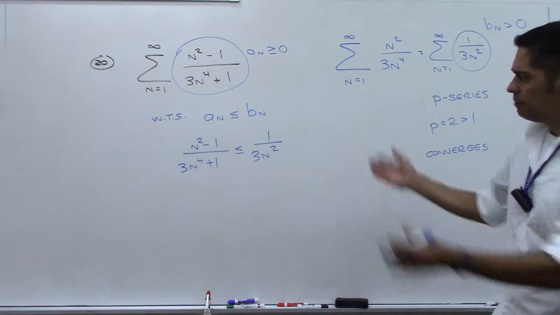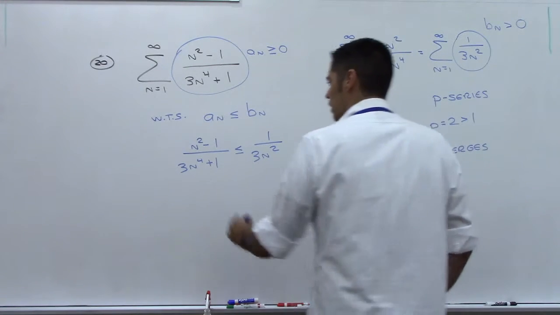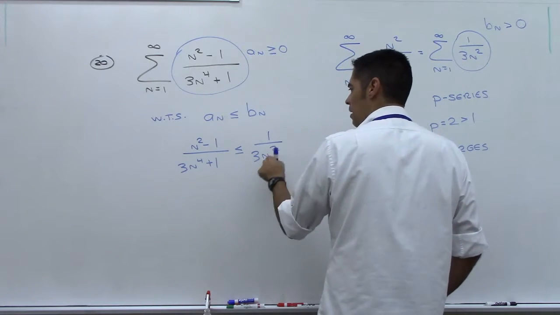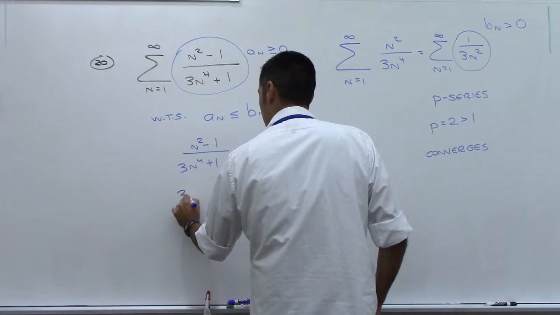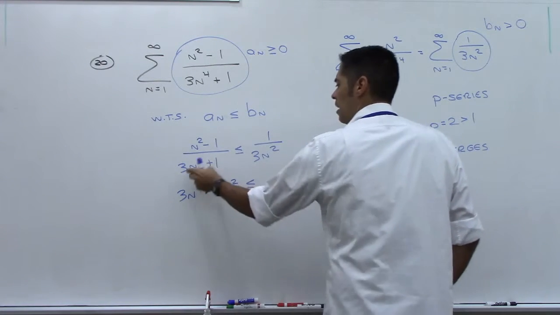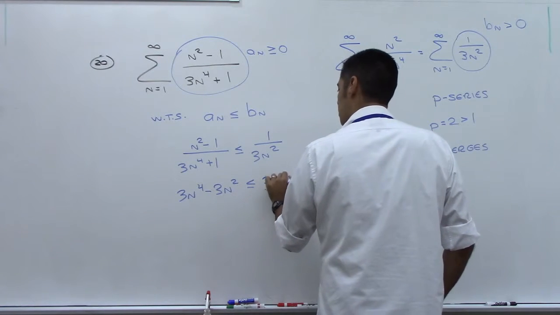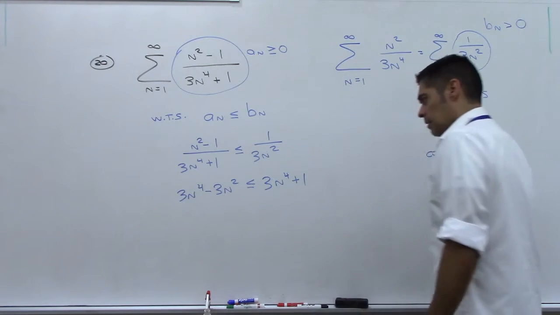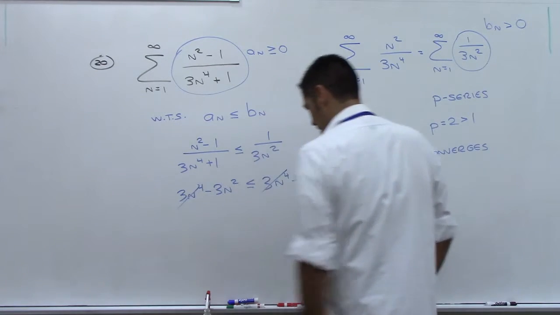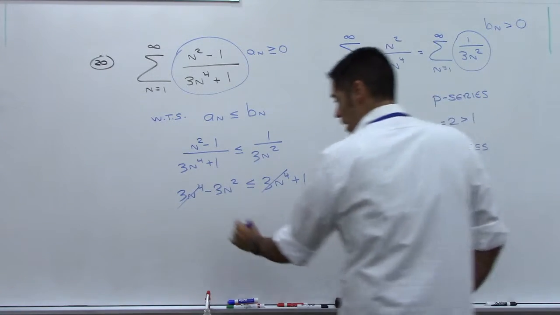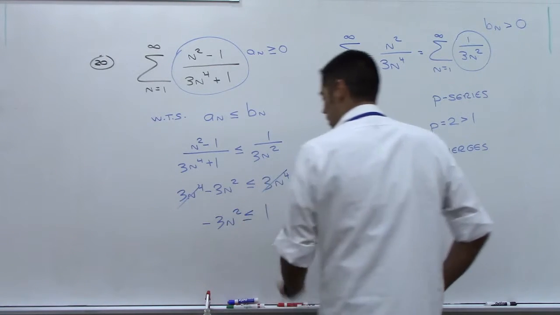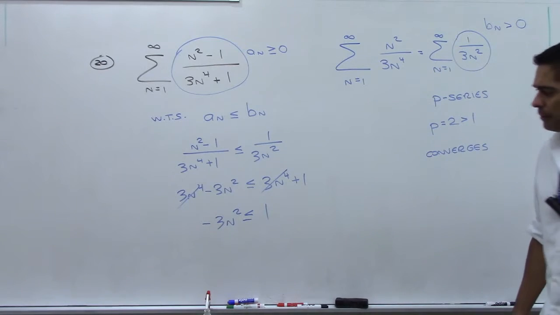And then I do some algebra here. Let me see, if I multiply both sides by 3n squared, it goes away over here. It becomes 3n to the 4th minus 3n squared, less than or equal to, this times 1, 3n to the 4th plus 1. So if I subtract 3n to the 4th on both sides, it goes away. And what I'm left with is negative 3n squared is less than or equal to 1. And this should always be true.